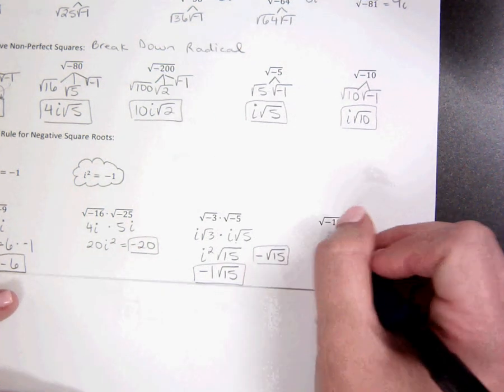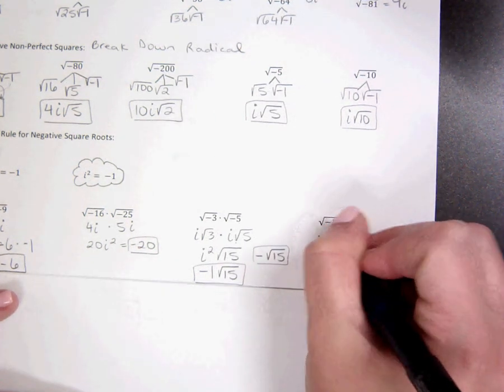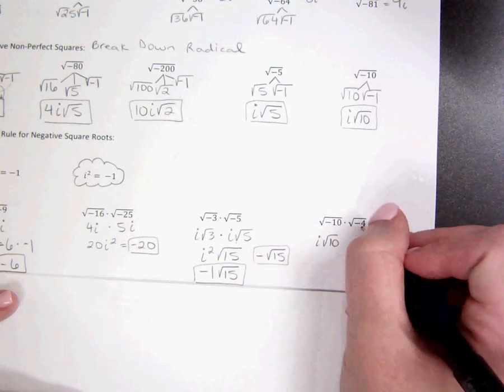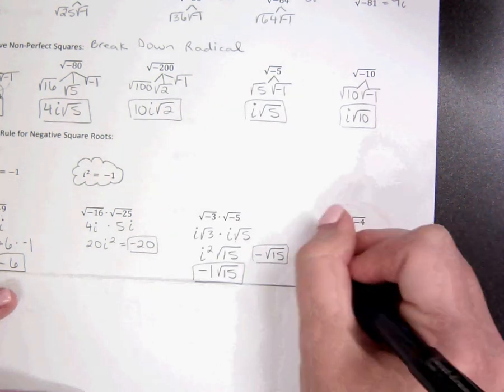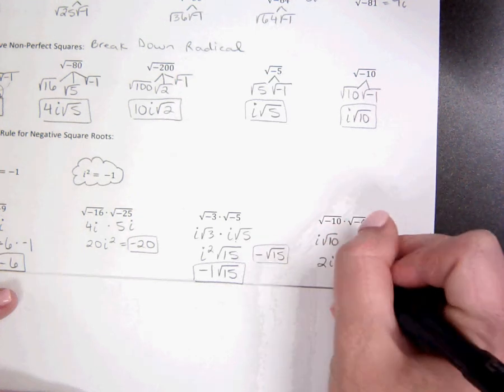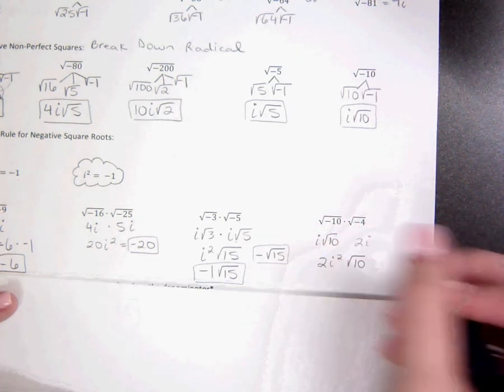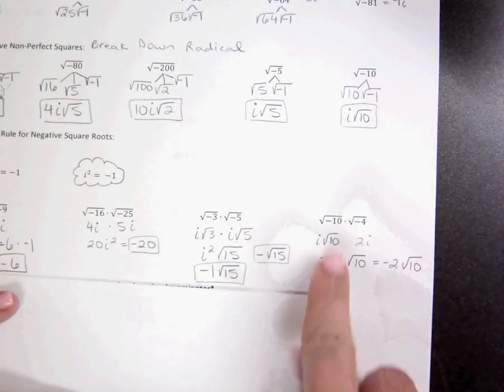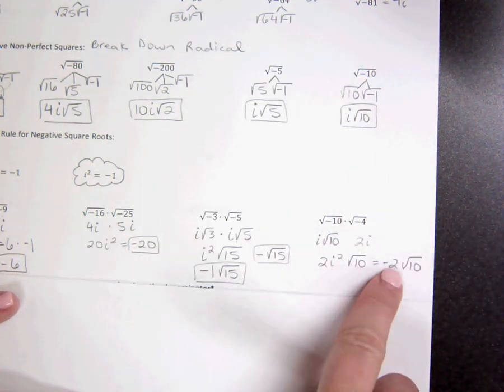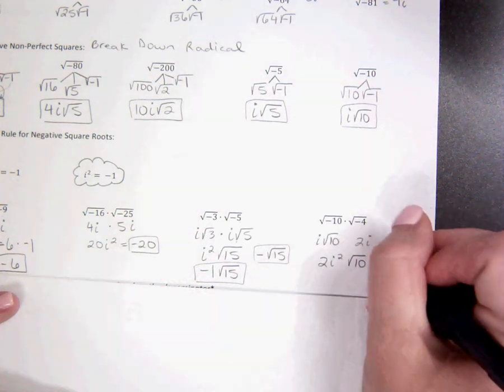Here's another one, 10. This will just become i radical 10. The square root of -4 is 2i. So it's going to be 2i squared radical 10, which will become -2 radical 10. So anytime I see i squared, I know I'll just change it to a negative.